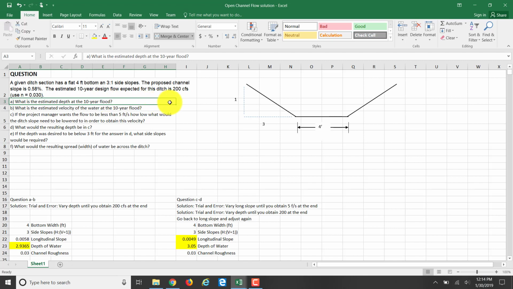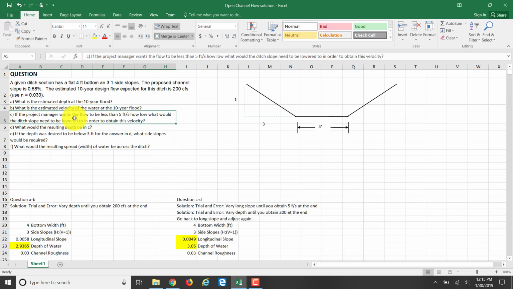So the first question is, what is the estimated depth of the water for a 10-year flood? This is going to be the depth that gives us a 200 cubic feet per second flow, which is what this states right over here. The second one is, what is the estimated velocity of the water at the 10-year flood? With all the other conditions, what is the velocity in that channel?